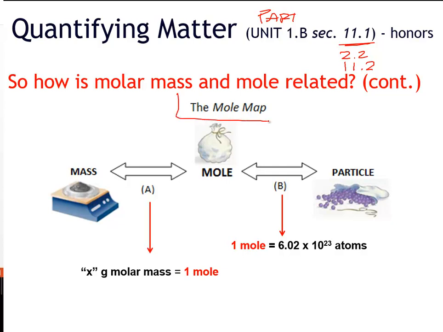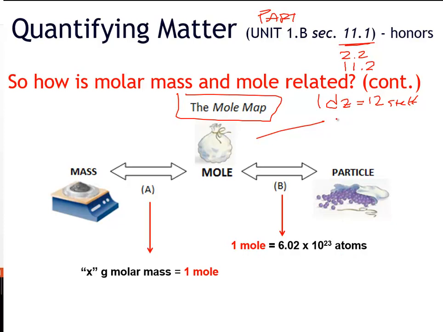What you see here is kind of the mole map, right? And it's a recap of 11.1. So we've learned that the mole is this quantity, very similar to what we know about a dozen. A dozen is equal to 12 stuff, whatever that stuff is. In this case, a mole is equal to this many particles. Now, the particles here could be identified as anything: molecules, atoms.